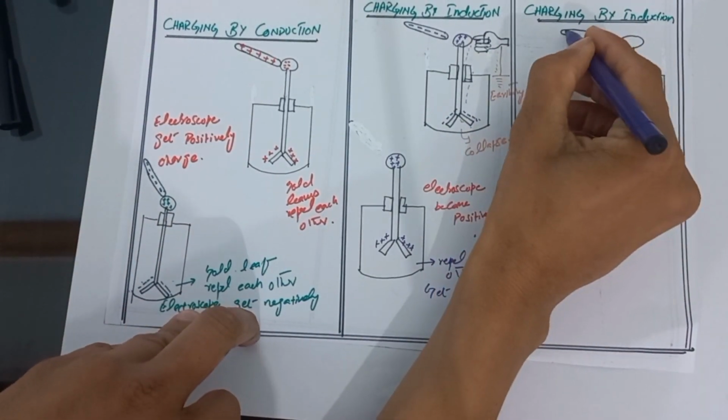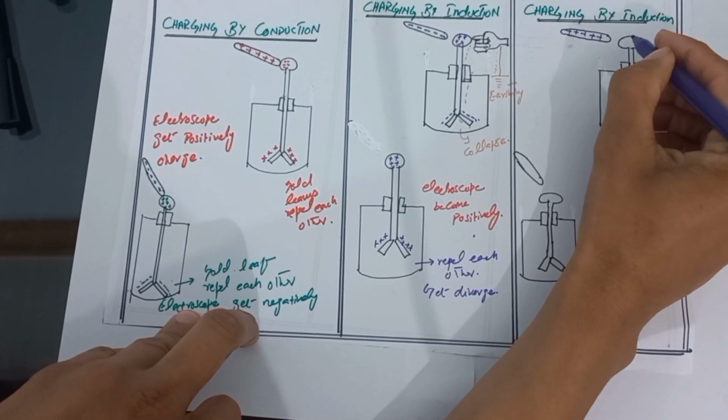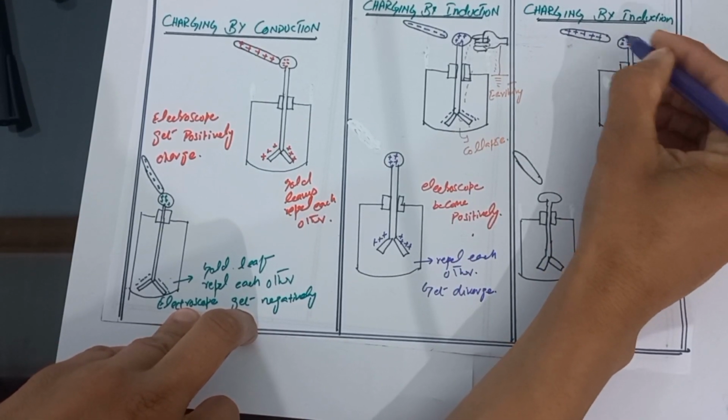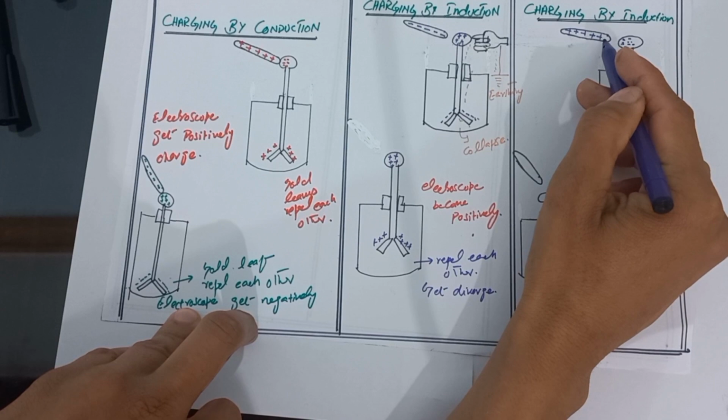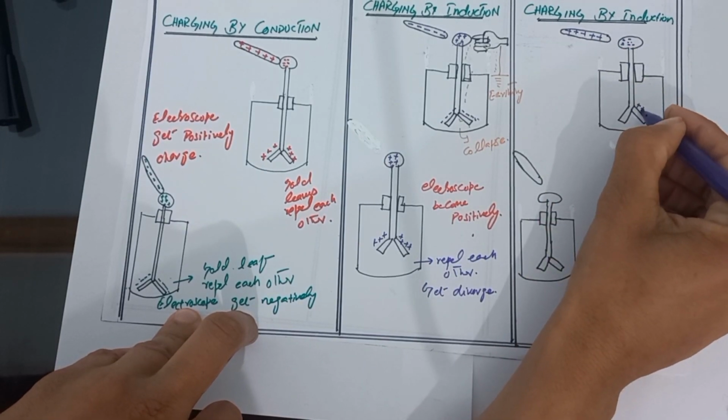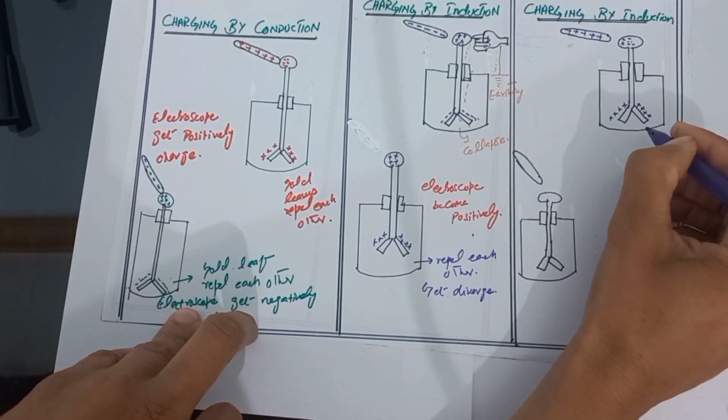Now, bring the positively charged glass rod near this metal ball. Then the negative charge on the metal ball is attracted toward the glass rod, and the positive charge that is repelled by this positively charged glass rod is repelled toward the electroscope, and then the gold leaves move apart and repel each other.